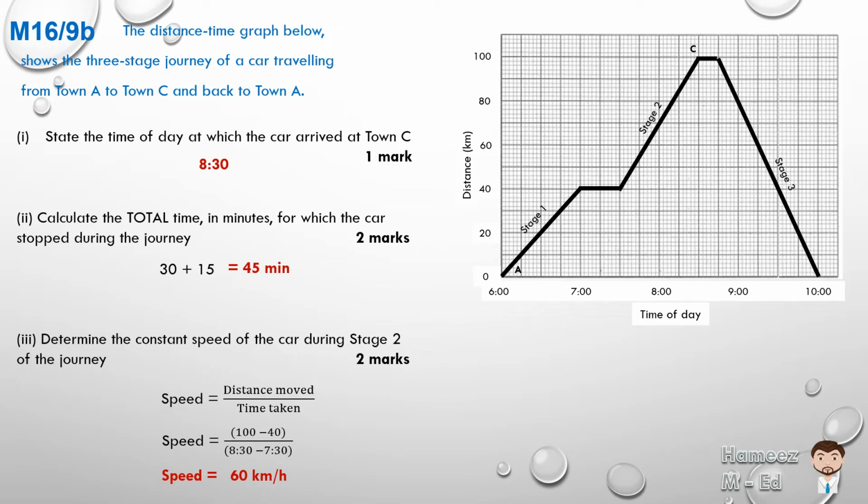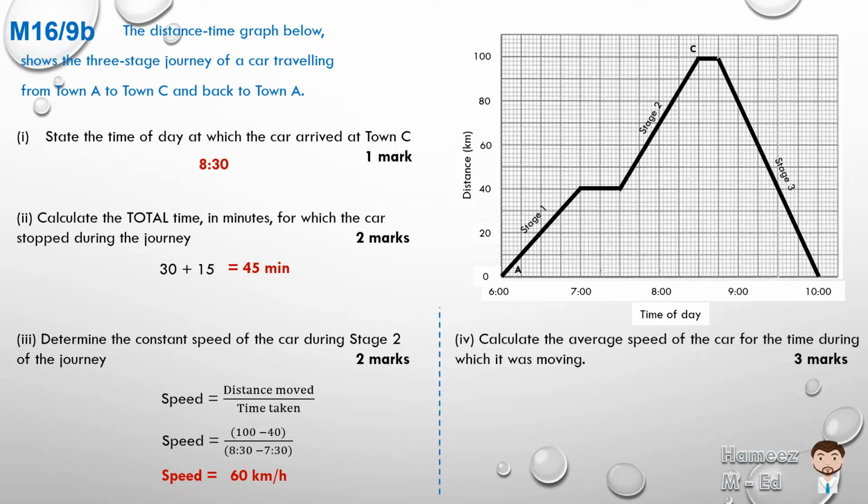Last part of the question, part 4. Calculate the average speed of the car for the time during which it was moving. If we look at when it was moving, it moved in stage 1, which is identified on the graph, then it rested, then it moved in stage 2 because the distance is changing. That's how we can tell it's moving. It rested at C, and then it moved in stage 3.